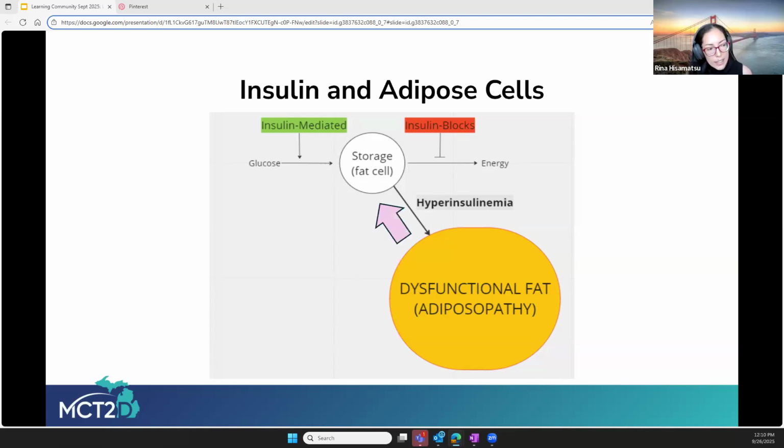So the rationale here is to then focus on the reversal of this adiposopathy by limiting the frequency of insulin spikes. Now we know that food, specifically dietary carbohydrates, is the most potent stimulator of insulin release. And thus, this is one of the modifiable factors that can be helpful in reducing the insulin spikes and reverse the cycle of adiposopathy.